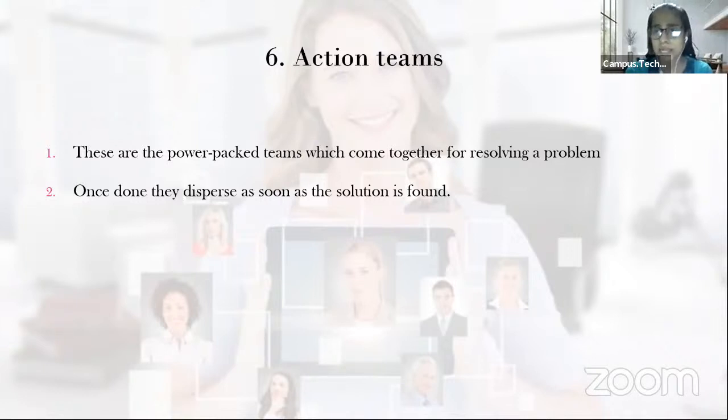Once that thing is done, let's say once the problem is solved, once the resolution is made, then as soon as it is done, they disperse and they are back with their own teams or their individual work. So basically, action teams are for a specific situation, to deal with a specific purpose. The action team can be, let's say, teams made for a cultural event. Those are action teams, because once that is done, they will disperse.